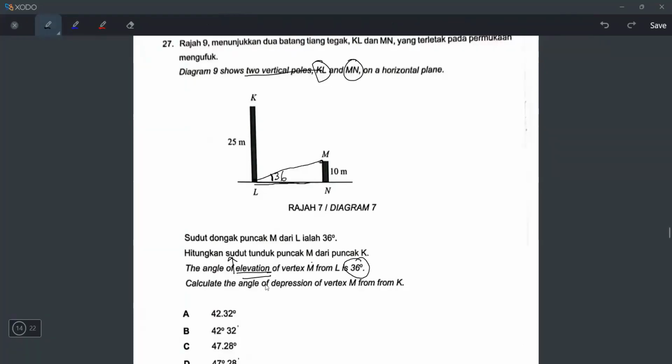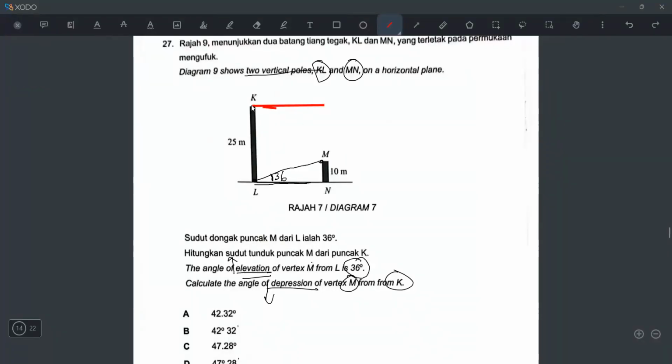Then they say calculate the angle of depression, which means looking down, M from K. So again, you have to read from where? From K. If you're standing at K, you have to draw the eye level. Eye level means the horizontal one, and this line has to be parallel with the one below. Then you look down to M, that angle is 36.